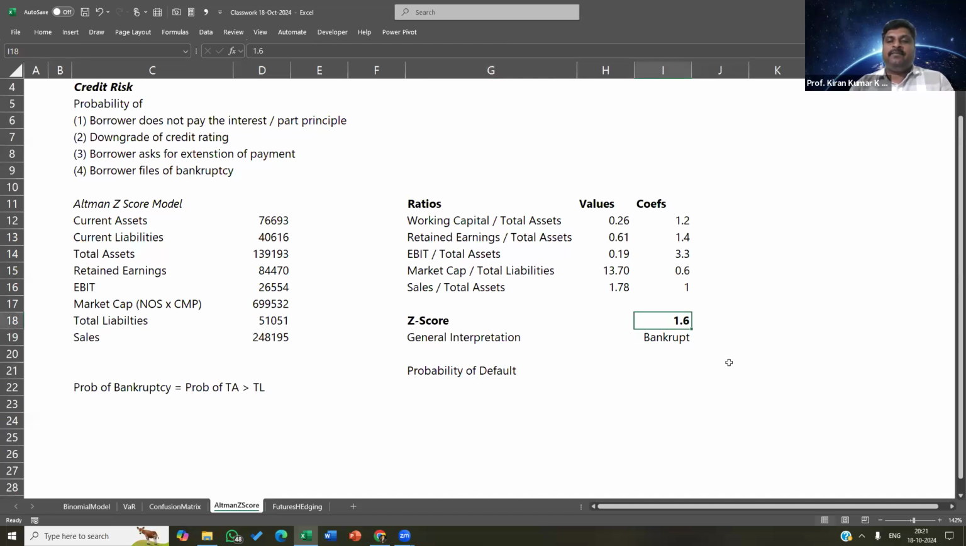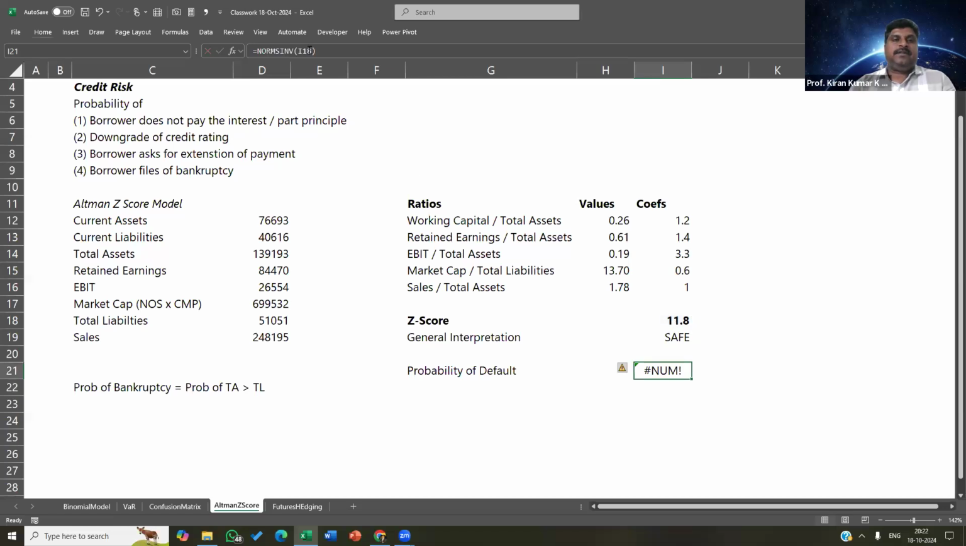So how do I find the probability of default? Ideally, we take a Z table and search for that probability value. But thankfully, Excel gives us a function called NORM.S.DIST, the normal distribution function. If I give the Z score, it will give me the probability. So I'll use it and give the Z score here.